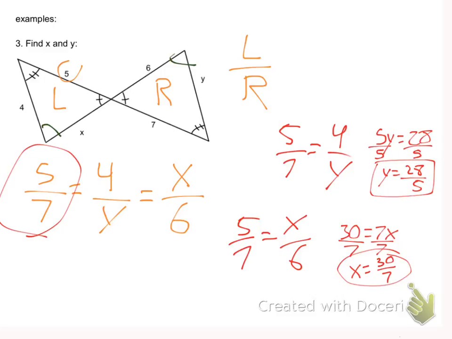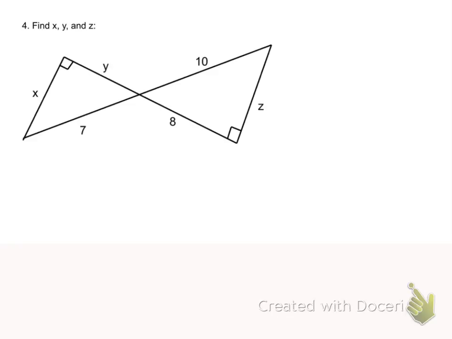That's how we use those to our advantage. So find x, y, and z now. Okay, 2 minutes. 2 minutes. Just get some homework. So set up the ratios.